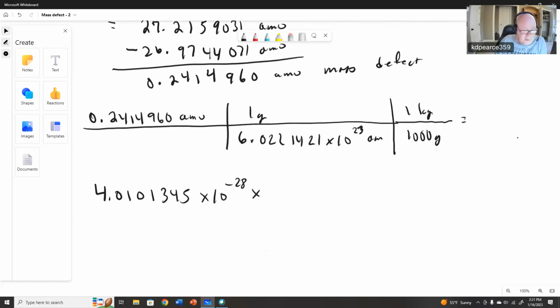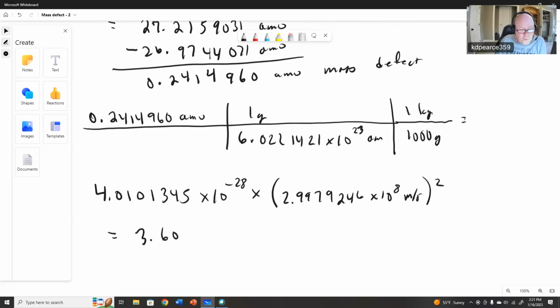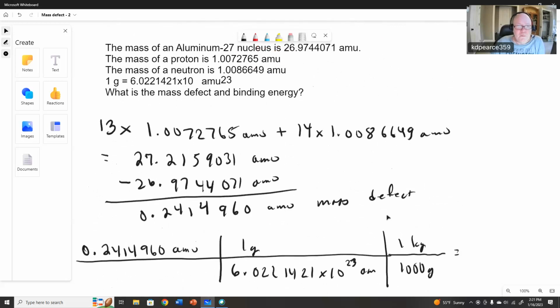And then we're going to multiply that times the speed of light, which is 2.9979246 times 10 to the 8th meters per second, and we're going to square that up. And we get a final answer, once we put this in our calculator, of 3.6041 times 10 to the minus 11th joules. And there's our mass defect and binding energy for an atom of aluminum 27.